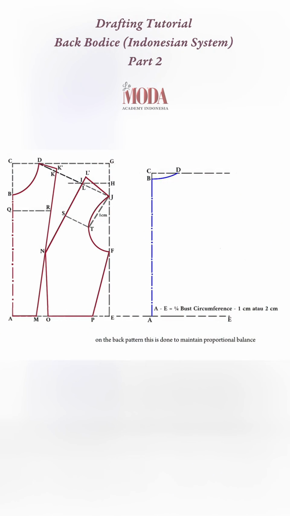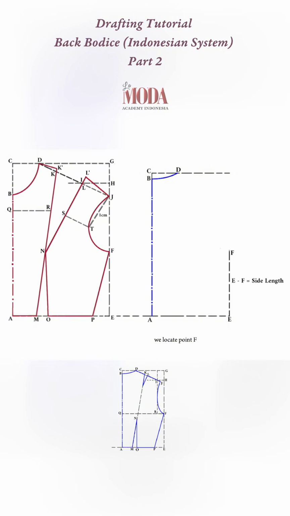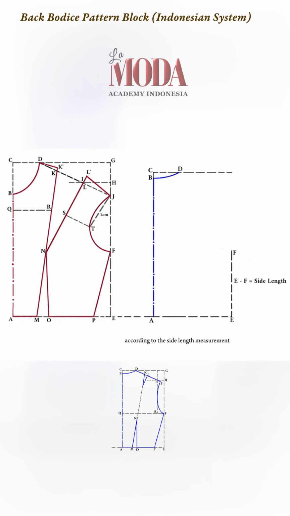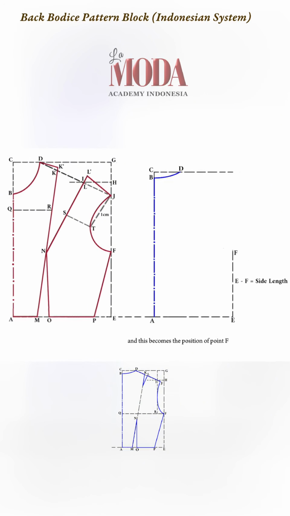This is done to maintain proportional balance between the front and back patterns. Once point E is determined, we locate point F. The distance from point E to point F is the side length. Measure upward from point E according to the side length measurement, and this becomes the position of point F.